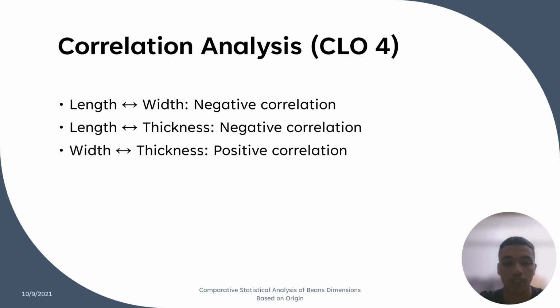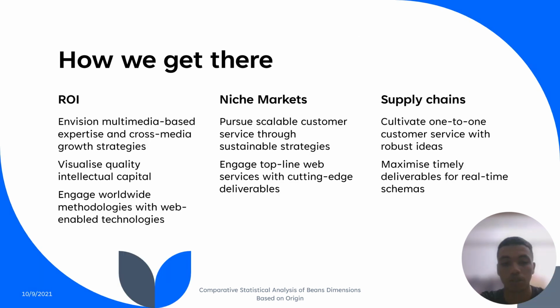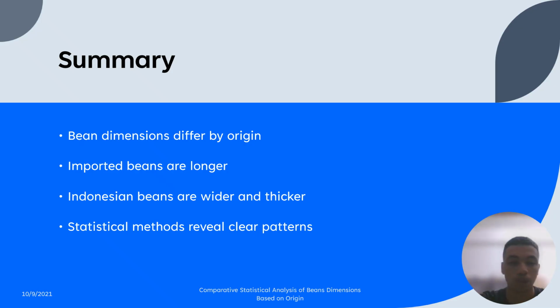So the correlation analysis, CLO4, pardon. The correlation analysis supports the regression and scatter plot findings. The length has a moderate negative correlation with width and thickness, while width and thickness show a moderate positive correlation. This confirms that bean dimensions are, we can say, interrelated. Oh, pardon. This slide is excluded. So now let's move to the summary.